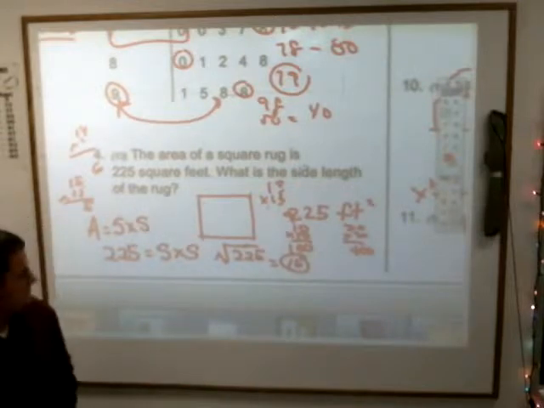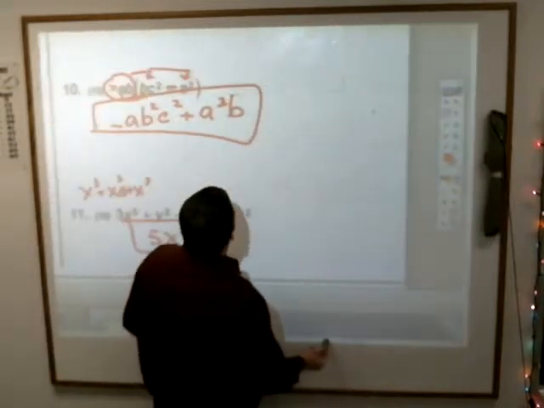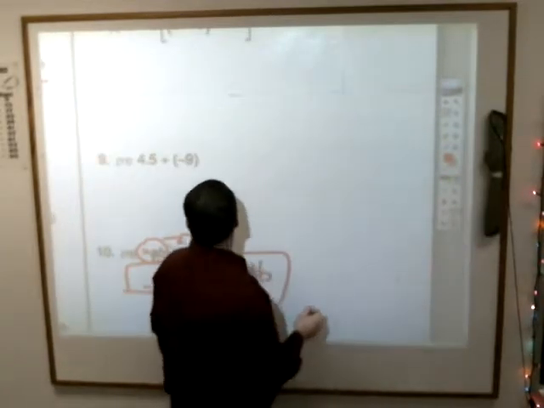How did you do on problem 9, kids? We are working our way up the proverbial ladder. You're supposed to do them all.